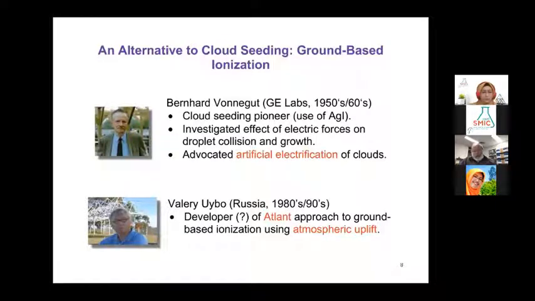But in the 1980s and 1990s in Russia, a gentleman called Valery Ubo developed what's called the Atlant approach to ground-based ionization using atmospheric uplift. There's very little published work, in fact, none that's not in Russian, from this Russian work in the early 80s and 90s. So we have to just look at the technology and see how it works without having any sort of theoretical basis for understanding it.